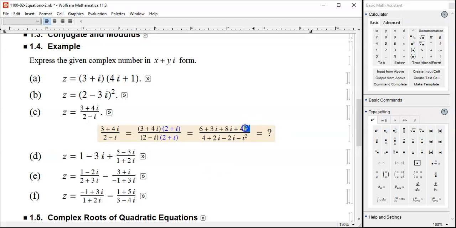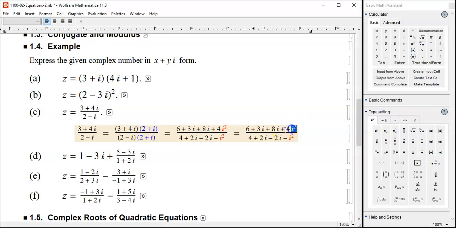Please remember we have i squared, and that's going to be equivalent to -1. So what do we have here? Let's copy and paste, and let's take care of that i squared. And i squared gives me the sign change. i squared is equal to -1, so we have the sign change. Same here. That'll give me the sign change.